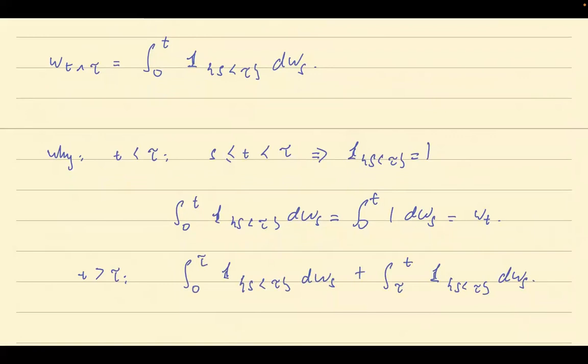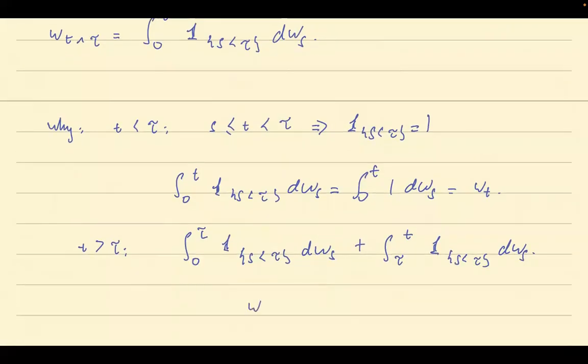Agree? Because t is bigger than tau, you can split the integral from 0 to tau and then from tau to t. Now, of course, this is going to be w tau. On the other hand, here, because s is bigger than tau, that's what you're looking at, this indicator function will be 0. Therefore, it just leaves you with w tau. Got it?